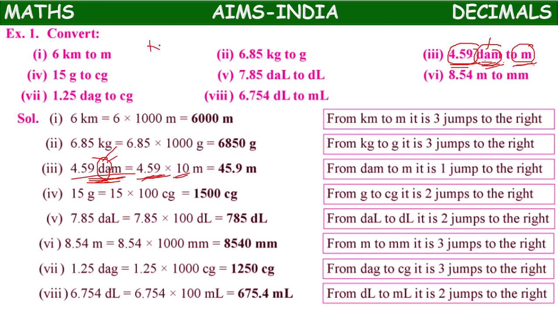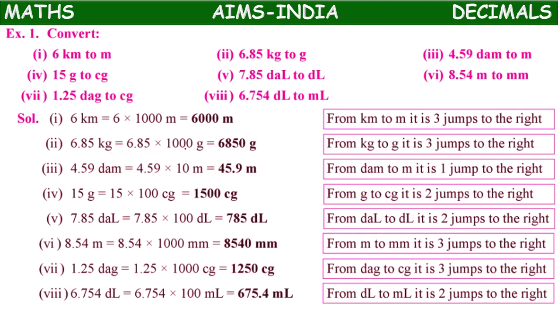Kilo, hectare, deca. Kilo stands for 1000, hectare stands for 100, deca stands for 10. So instead of deca, we are keeping 10 here. 4.59 into 10. How do we multiply a decimal number with 10 or multiples of 10? The decimal point will move as many places towards the right as there are zeros. We have only 1 zero here, so the decimal point will move one place towards the right side. Means 45.9 meter. That is the answer.